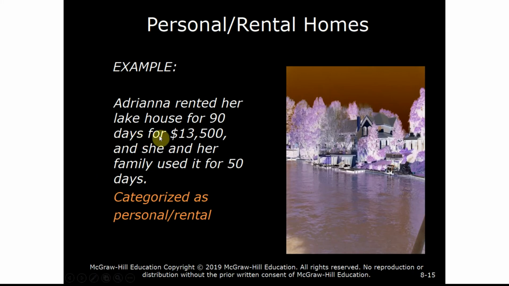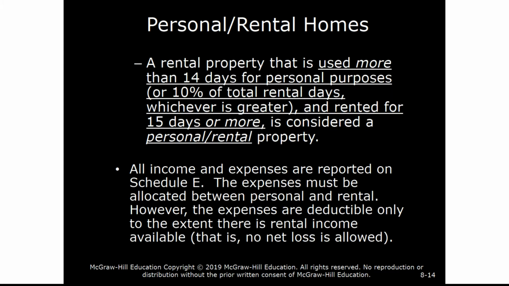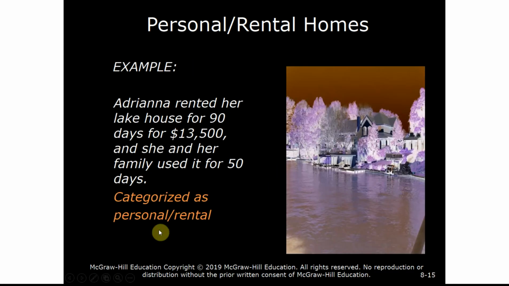Here's a case where Adriana rented her lake house for 90 days for $13,500, and she and her family used it for 50 days. So in this case, 10% of the 90 rental days is 9 days. The 50 days of personal use is certainly above that 9 days, and it's also more than the 14 days which we mentioned earlier. Therefore, this property is categorized as personal rental.